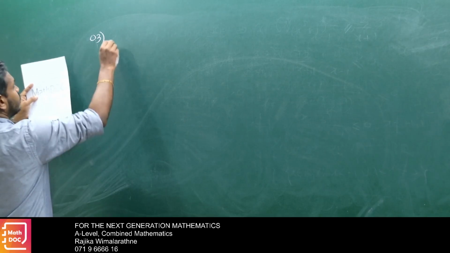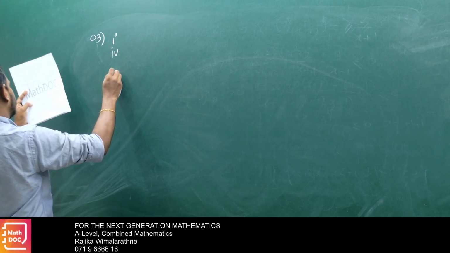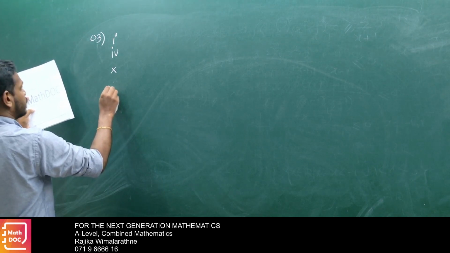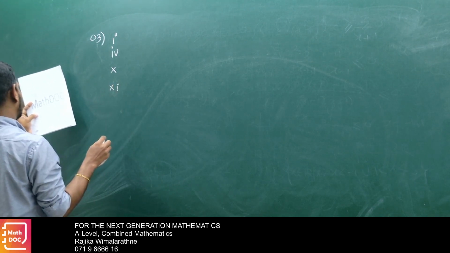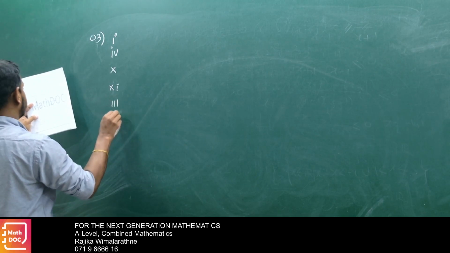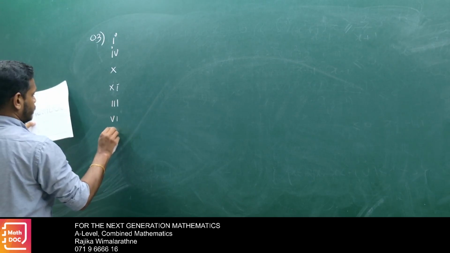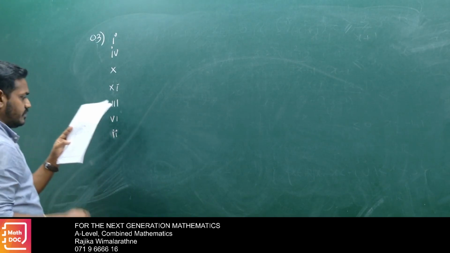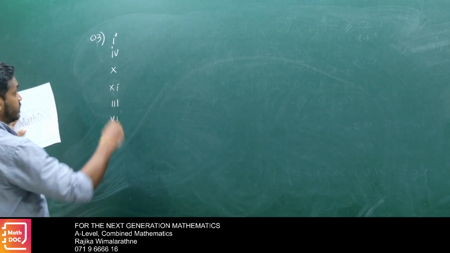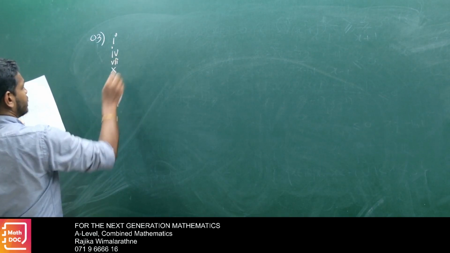Question number 3. 1, 4, 10, 9, 3, 6, 7. Sorry, 2. Okay, start doing. And 7. You better do 7 somewhere here. 7.